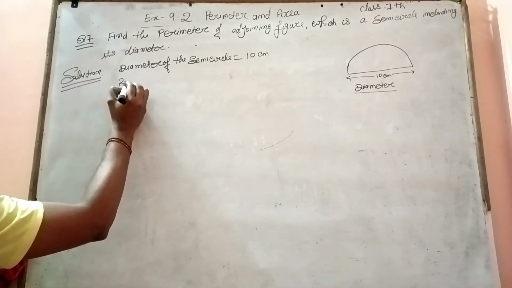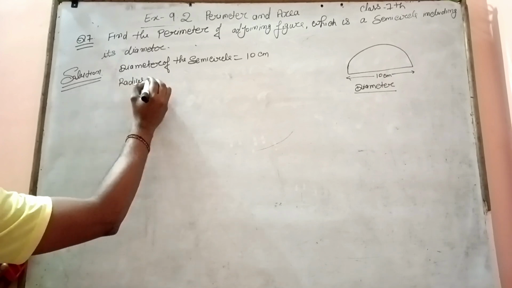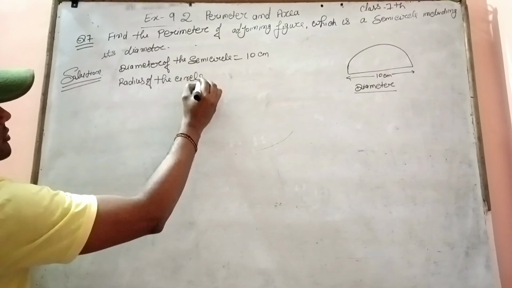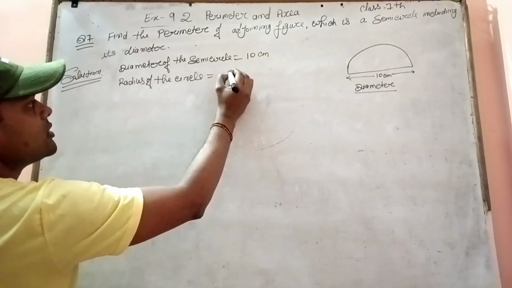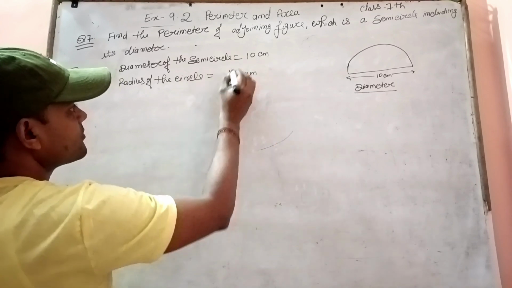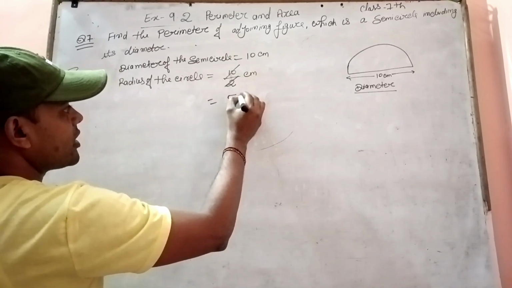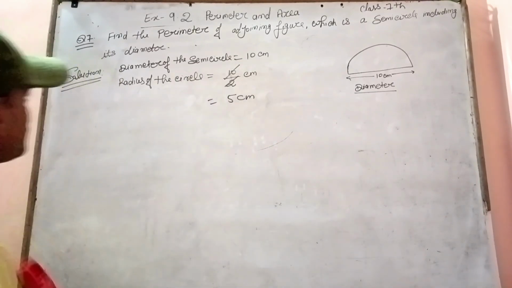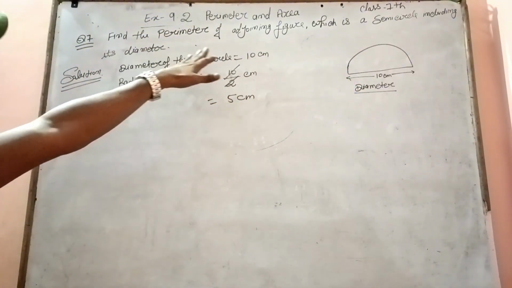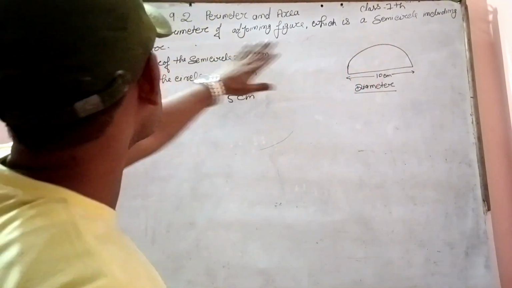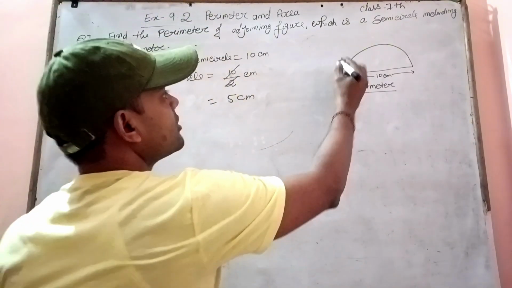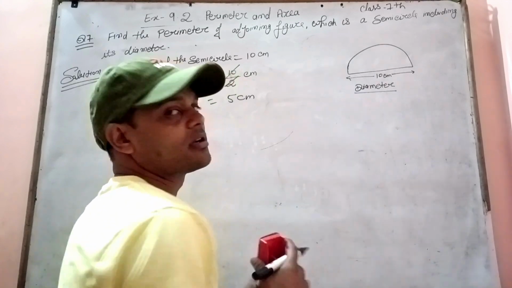Radius of the circle is equal to 10 by 2 centimeter, which is equal to 5 centimeter. Find the perimeter of the adjoining figure, which is a semicircle including its diameter. Find the perimeter. This is the semicircle.